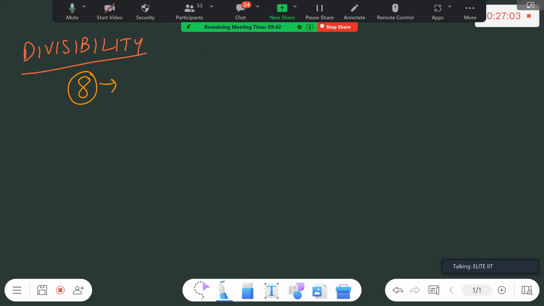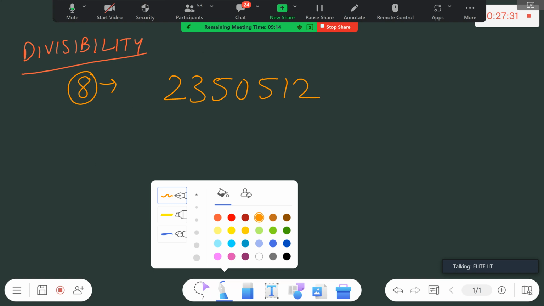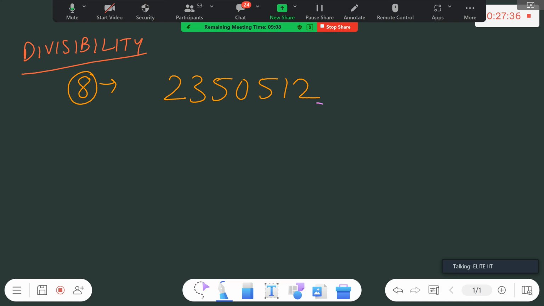Yes, if you take a number, let us say, if I take this number, what is this number? 2,350,512. So to check divisibility by 8, we have to see the last 3 digits. We have to check the last 3 digits of the number. 512 here, isn't it?